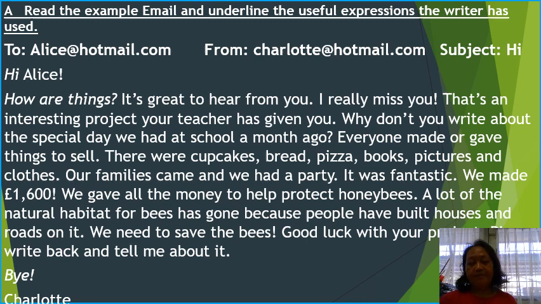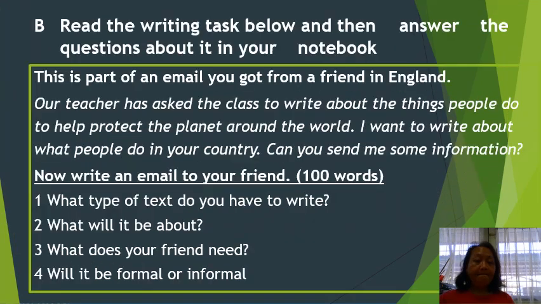Okay. So read this email again. Underline the useful expressions the writer has used. You copy down this email and underline the words. Okay. Now refer to the useful expressions from your textbook or from the slides before this. Okay.